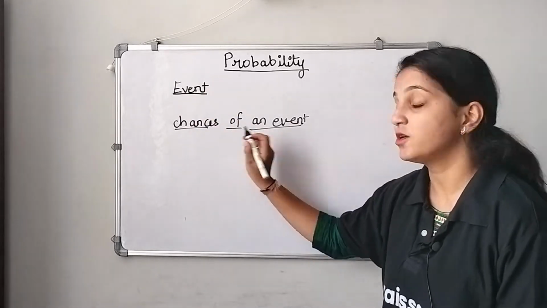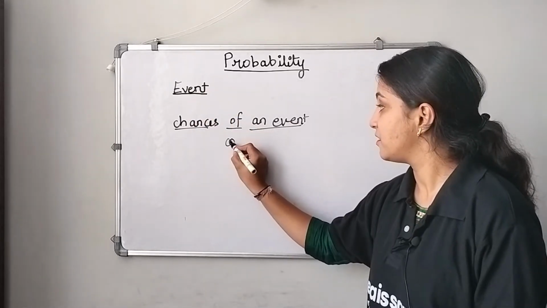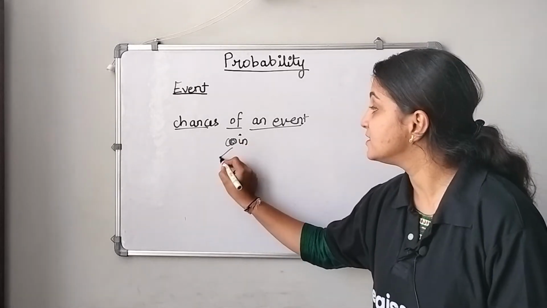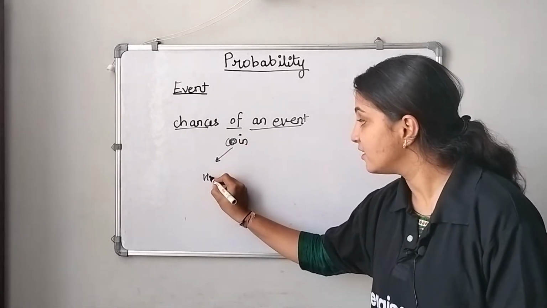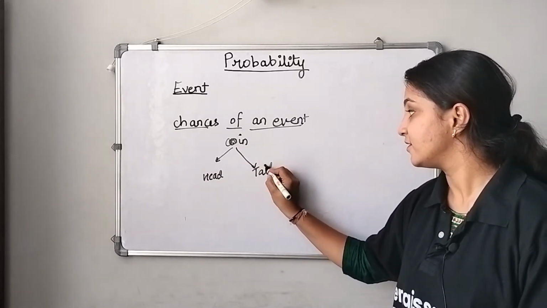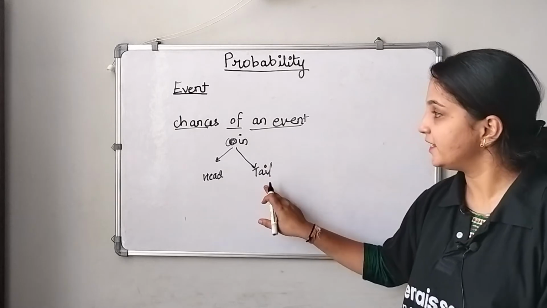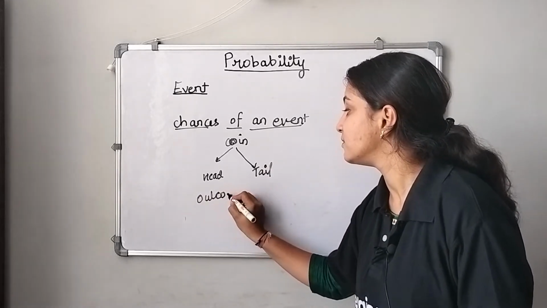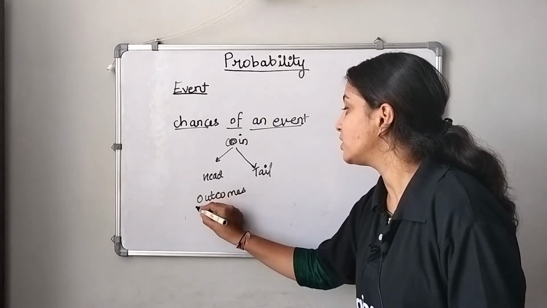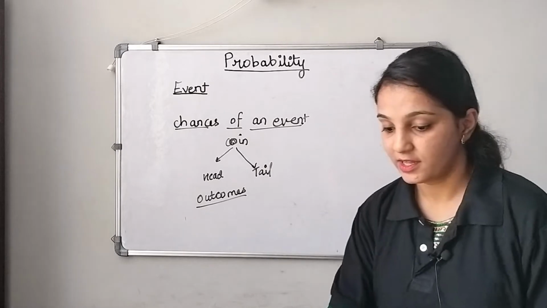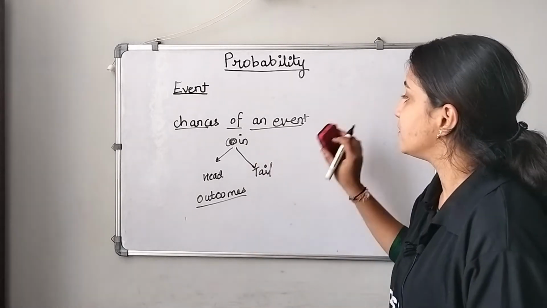If it is tossing a coin, suppose, then the chances are what? Getting a head or a tail, which are also called outcomes. So what are the outcomes of a coin? A head and a tail.